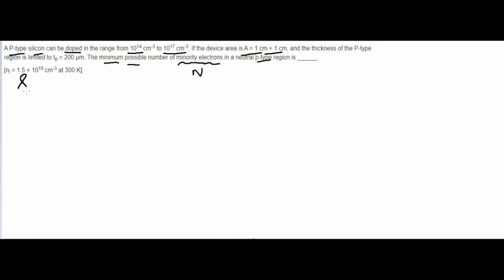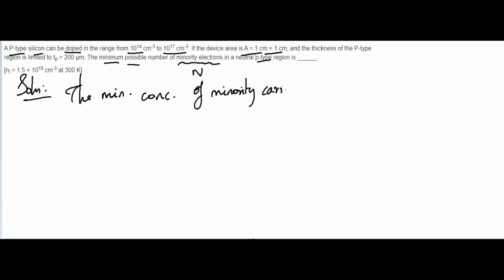So let me go for the solution, it's going to be very easy. The minimum concentration, and the short form of concentration is conc, of minority carriers, which is given by small n is equal to Ni square divided by capital Na. You know this formula, right? This value is given already in the question. Sometimes this value may not be given. At 300 Kelvin, it is the value.